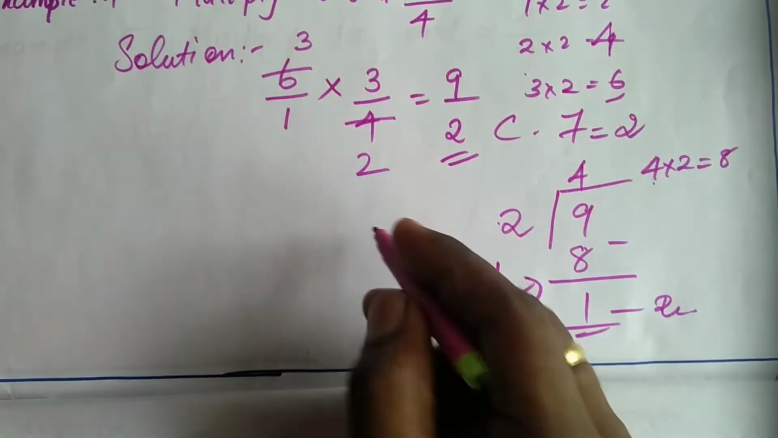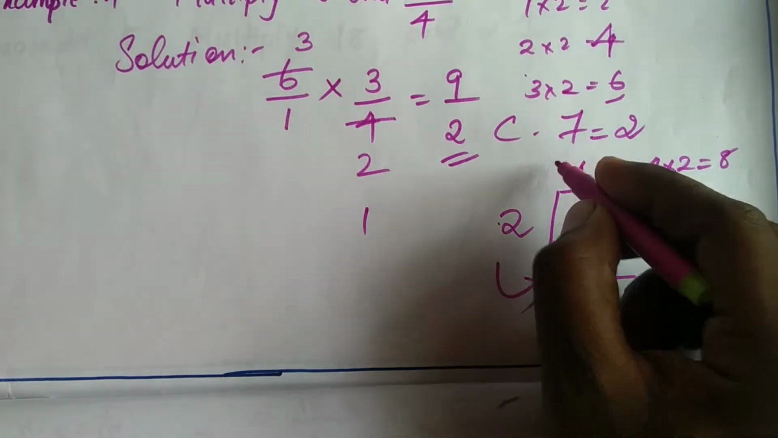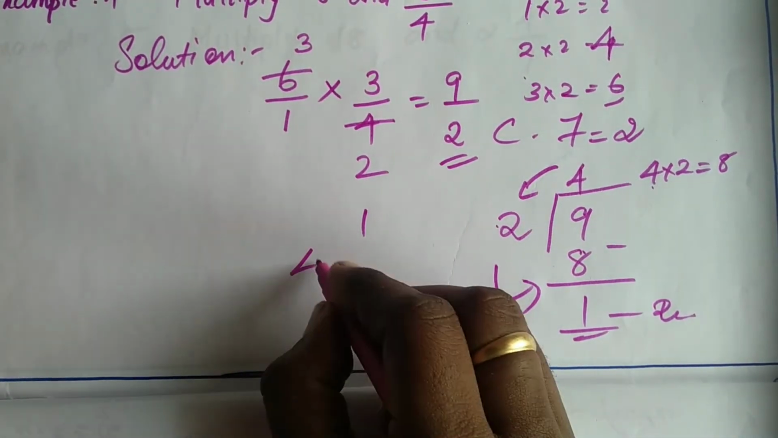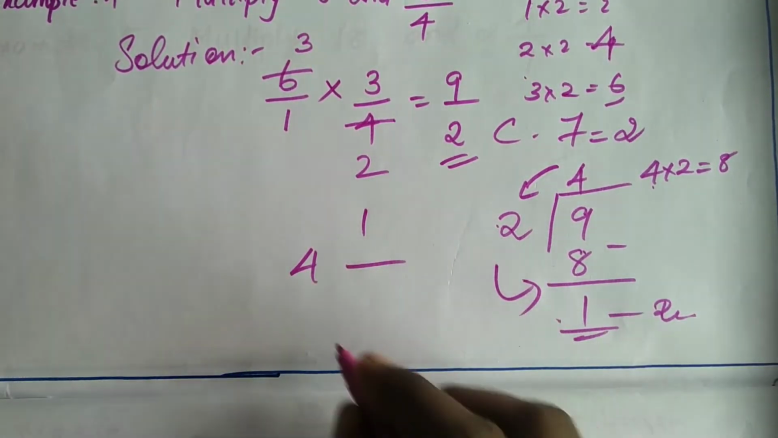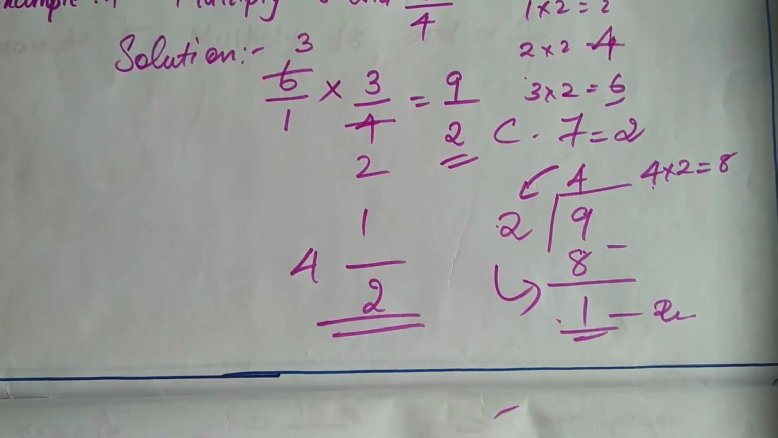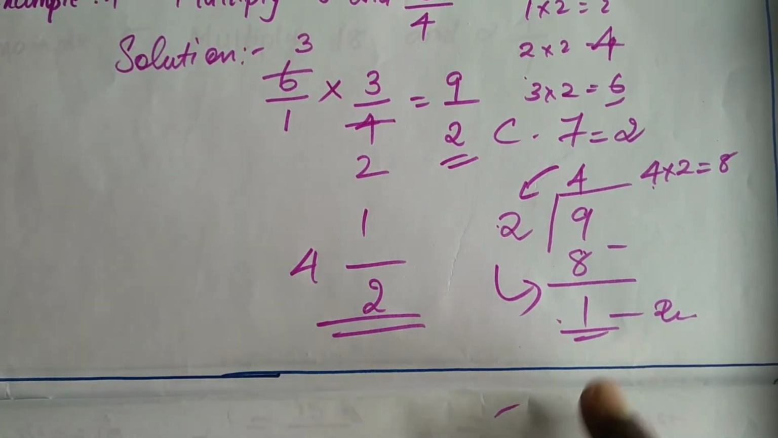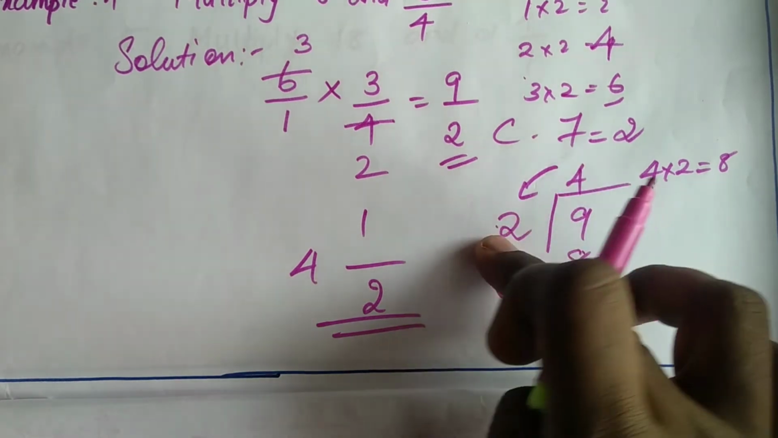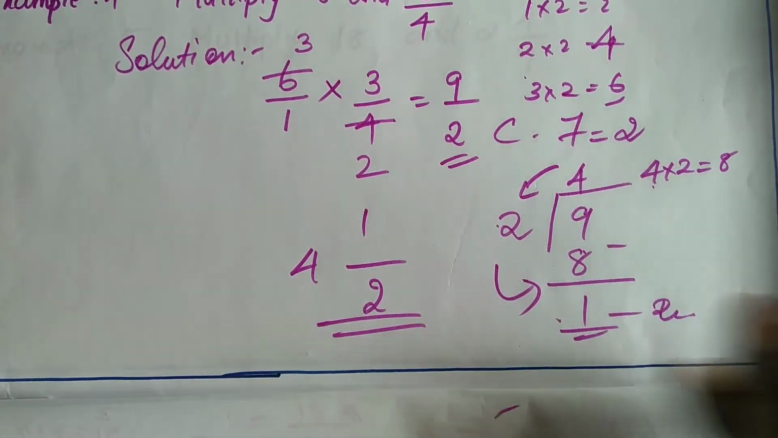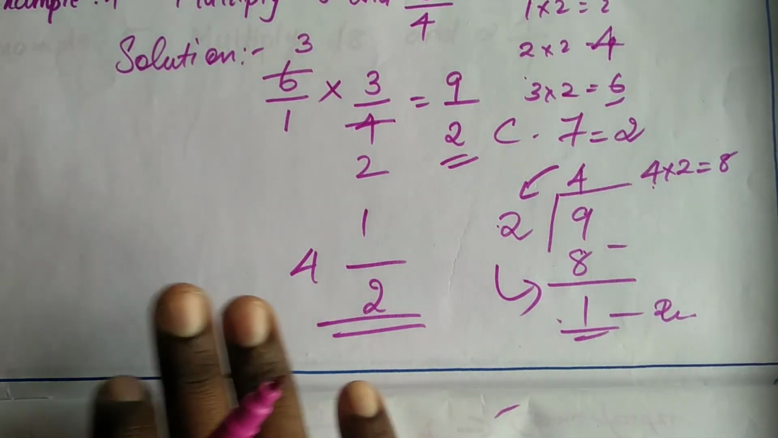So 1 will go up. 4 will come to this side. And 2 will go to the denominator. So 4 1 by 2 is the answer. Okay, just rotation. 1 will go up, 4 will come, and 2 will go down. So 4 1 by 2 is the answer.